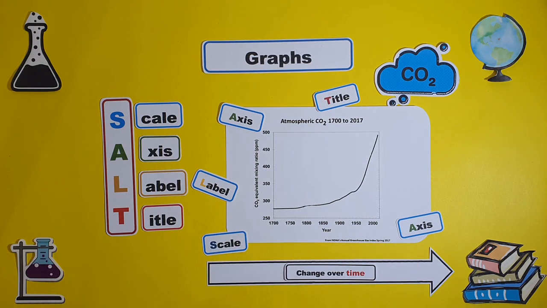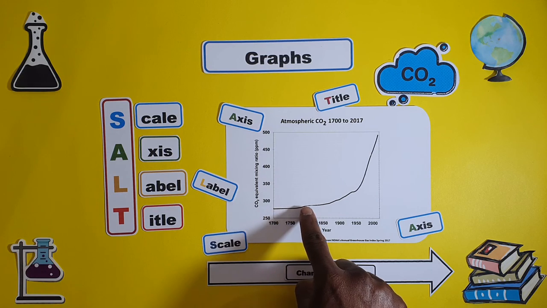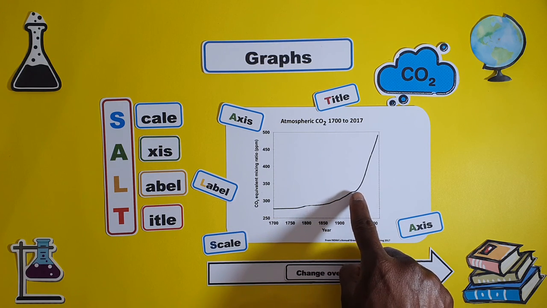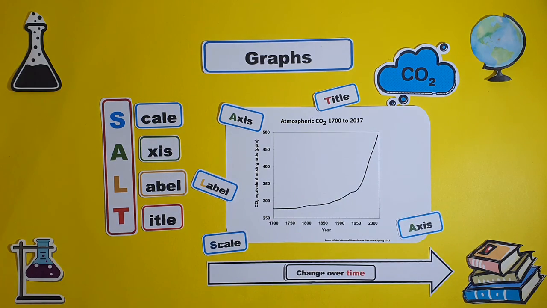And look at the trend. You have a gradual increase, then an exponential increase. So get ready to see if you can draw your graph using your data from the last class.